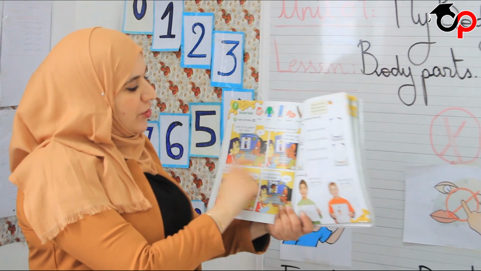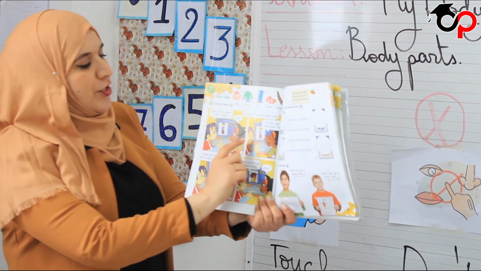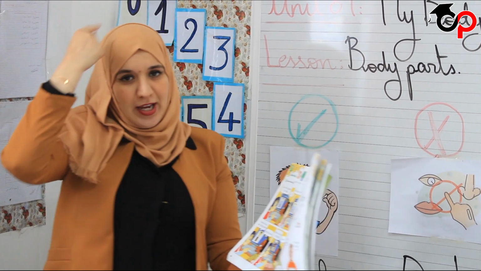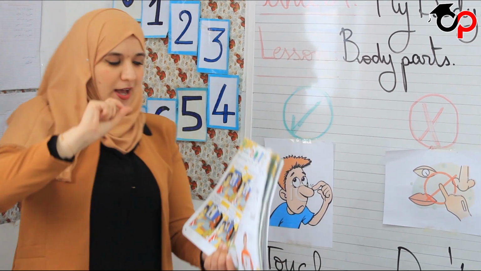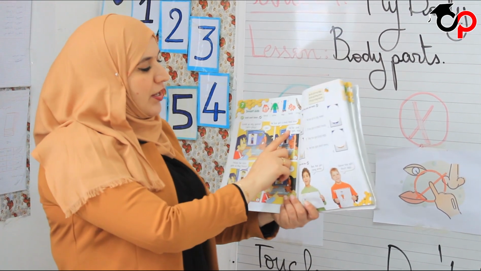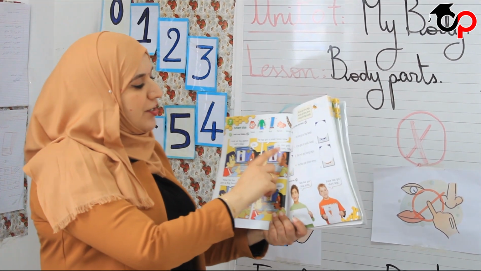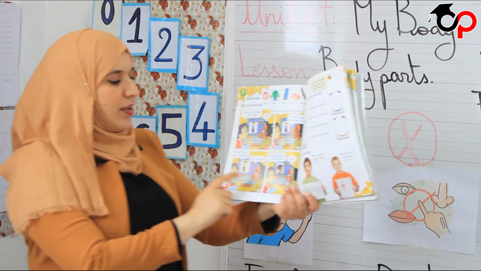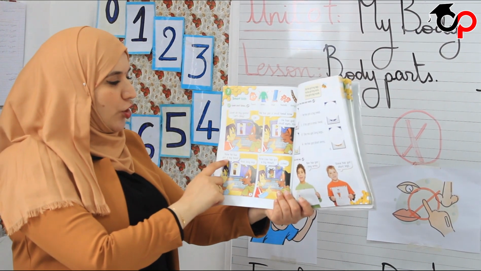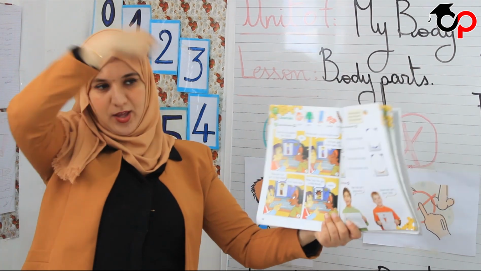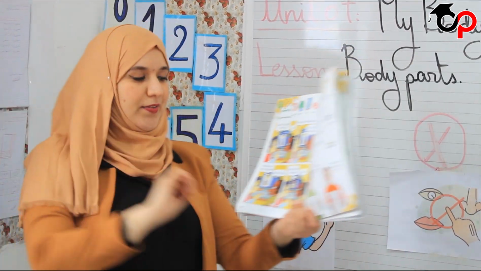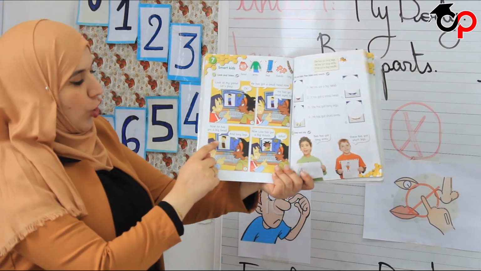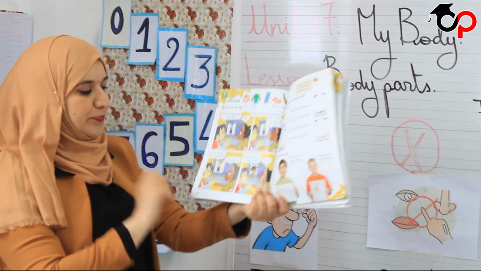Okay. John, picture number two. John said, he has got a small head now. He has got small eyes too. Number three. Now he has got a big head. A big head and long legs, okay? Long legs, as you see.